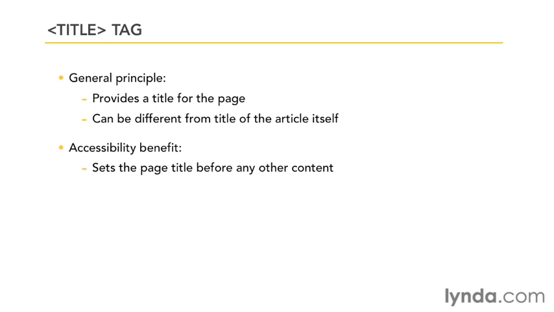The accessibility benefit of a title tag is that it sets the page title before any other content. So the first thing that's read by a text-to-speech browser is the title. It also adds the title to the browser window or tab. So at the very top of your window or on your tab, you'll always see text describing that page. This is the title tag.